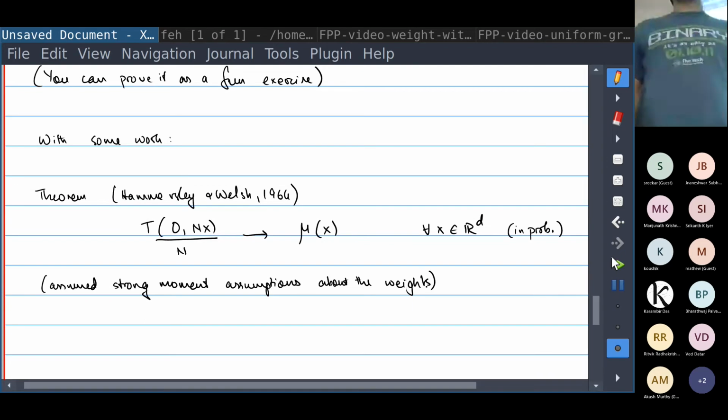Can't you use the subadditive ergodic theorem here? You can, but in fact, that will be my next point.